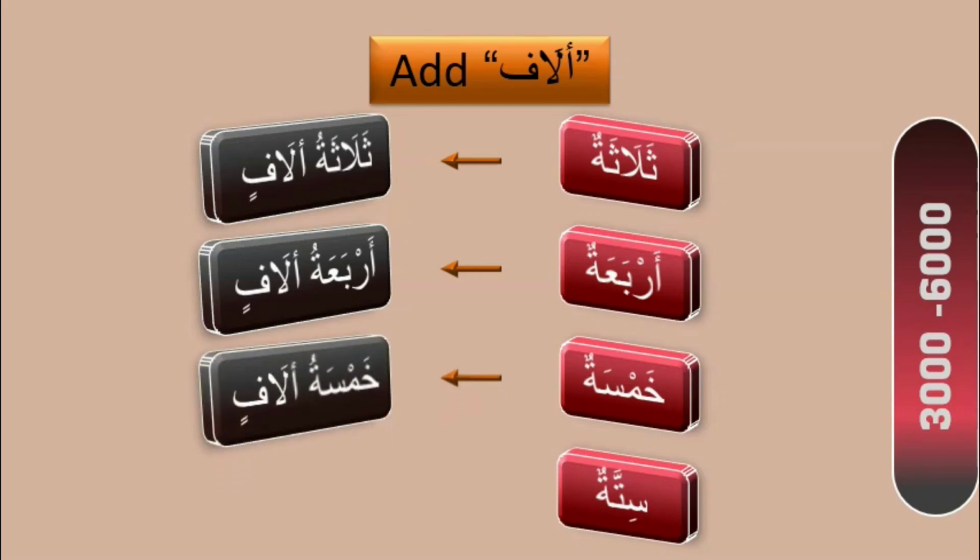If we add alaf at the end of khamsatun, we will get khamsatu alafin. Khamsatun 5, khamsatu alafin 5000.